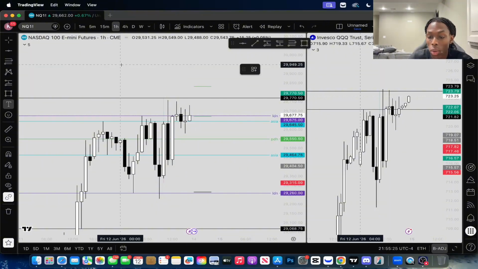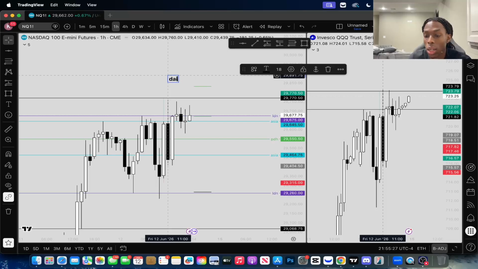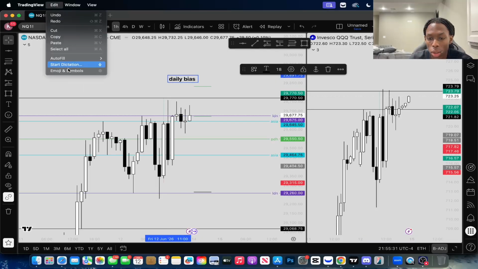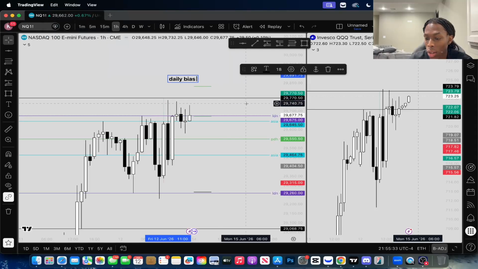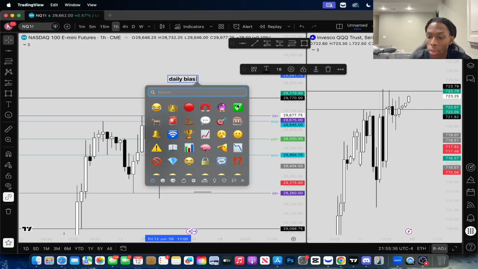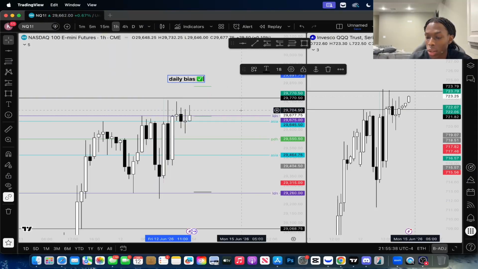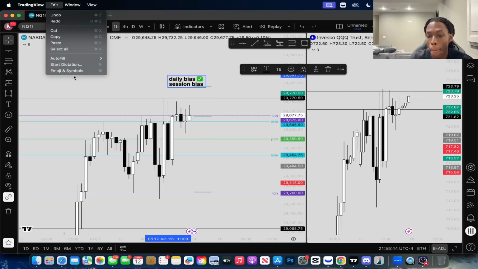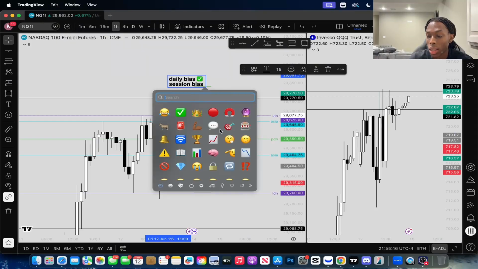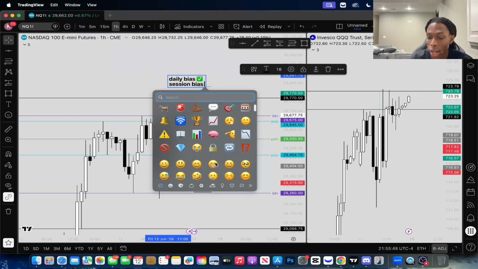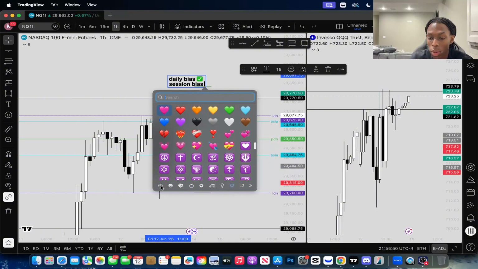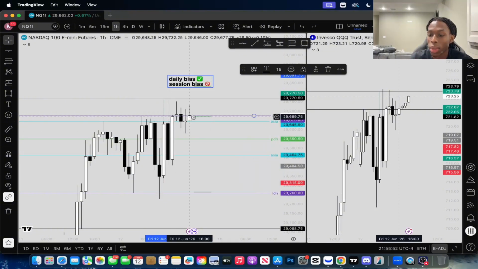So there's no session bias in either direction to go with today. What we have so far is daily bias. Session bias is a no. We don't have a session bias.